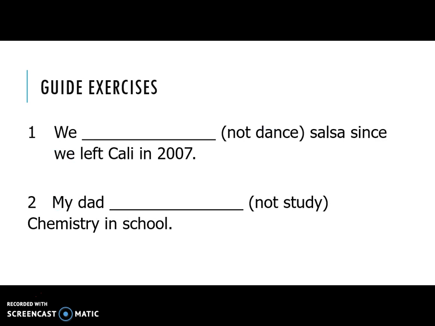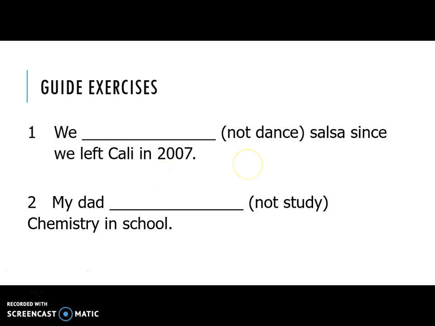Alright, so we have a couple of sentences here. Take a minute and decide which form of the verb in parentheses you will use. Present perfect or past simple. Alright, sentence 1 should be, we haven't danced salsa since we left Cali in 2007. This is present perfect because it describes an action that started in the past and continues to the present. The action in the past is we left Cali in 2007.